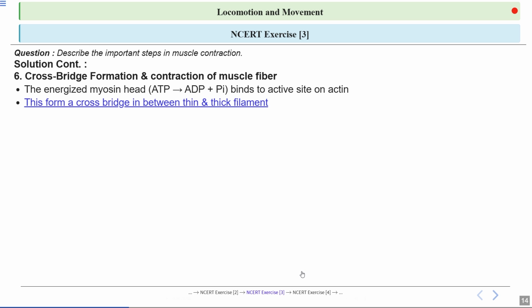Now this attachment forms what we call a cross bridge between the thin filament, which is actin, and the thick filament, which is myosin. So you can picture this like a hook latching into a rope. This connection is very essential for the muscle to generate force and start pulling.